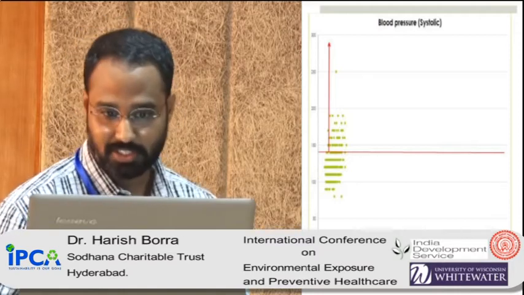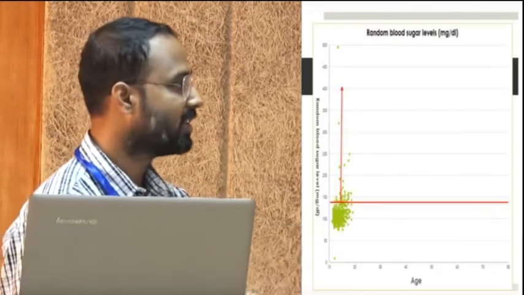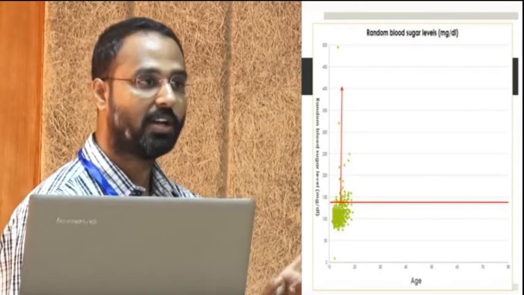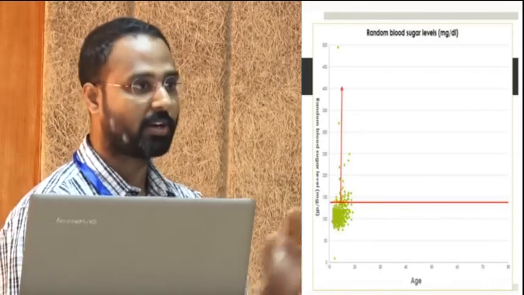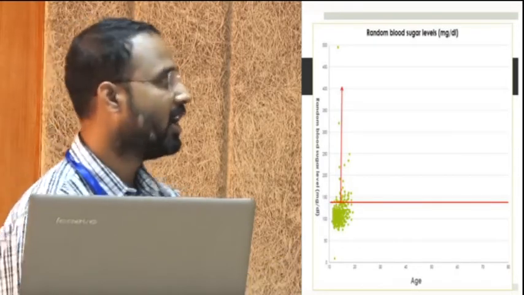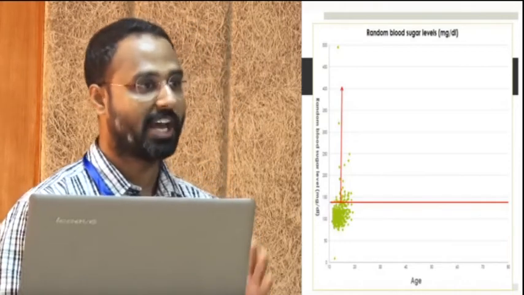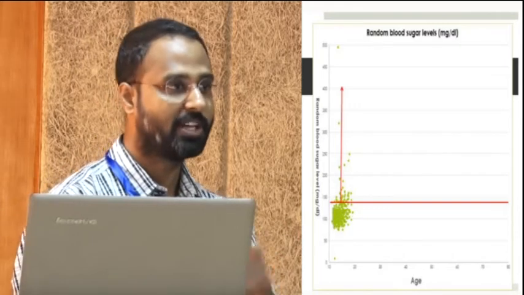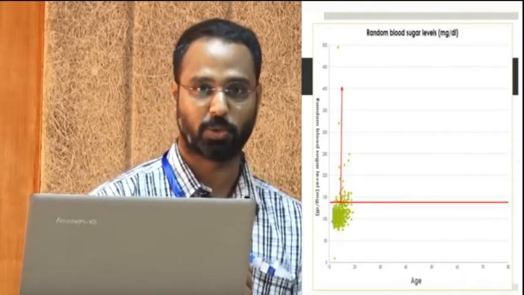Next is the random blood sugar levels. Above the red line are the people diagnosed with diabetes or with impaired glucose tolerance, pre-diabetic conditions. In villages, diabetes is comparatively a bit low. Only hypertension is rising there, but diabetes is right now a bit low.